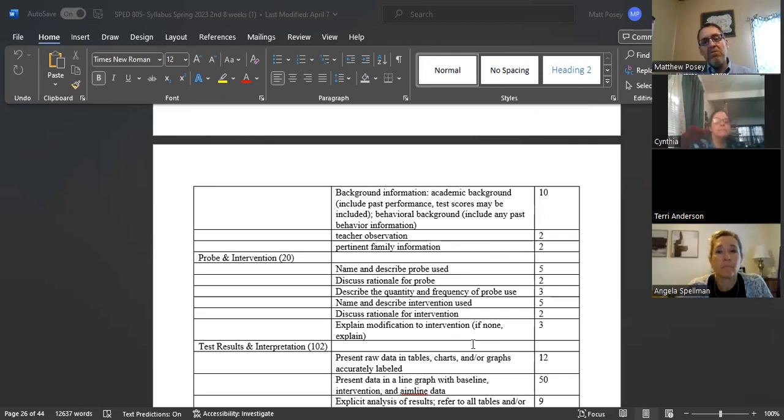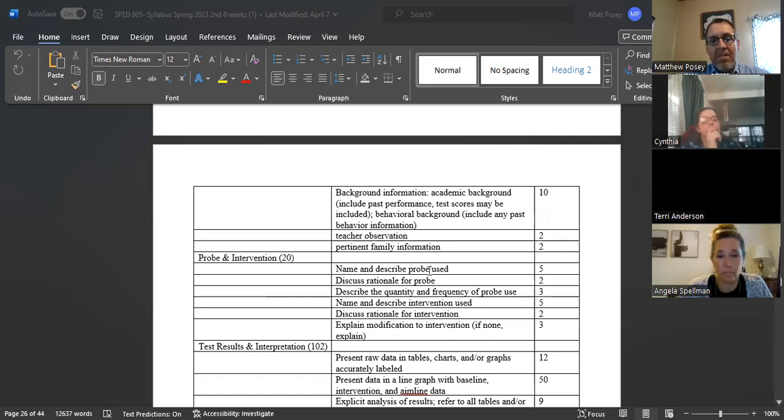So here it's asking you to name and describe the probe that you selected, a little bit about the rationale for that specific probe, and the quantity and frequency of the probe use. Let's just talk about how many times you utilized it. Name and describe any intervention that you used, the rationale for that intervention, and any modification you had to make to that intervention. If you didn't have any, you might just briefly explain why you didn't have to implement or modify an intervention.